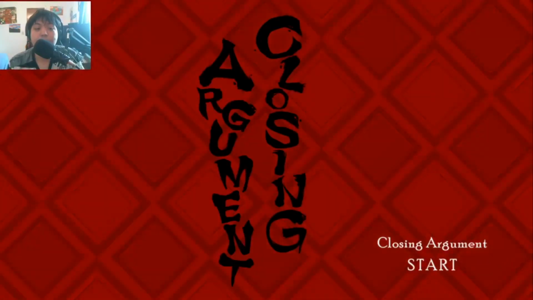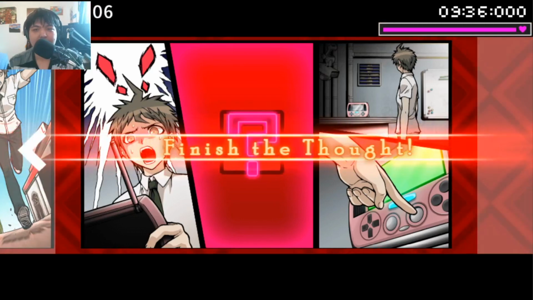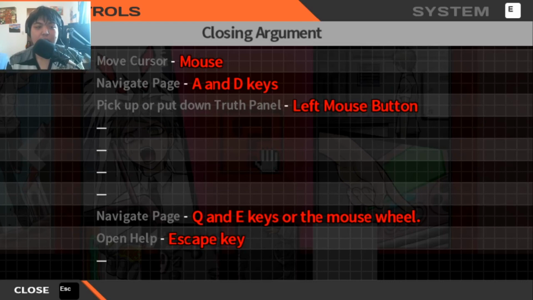Yeah, no choice. Closing argument starts. I kind of figured out how to control this stuff, but sorry. The one final touch is the closing argument. So the mouse is to move, and then A and D to navigate pages. The left mouse button is to pick up or put down truth panels. Yeah, I guess that's pretty much how it works.